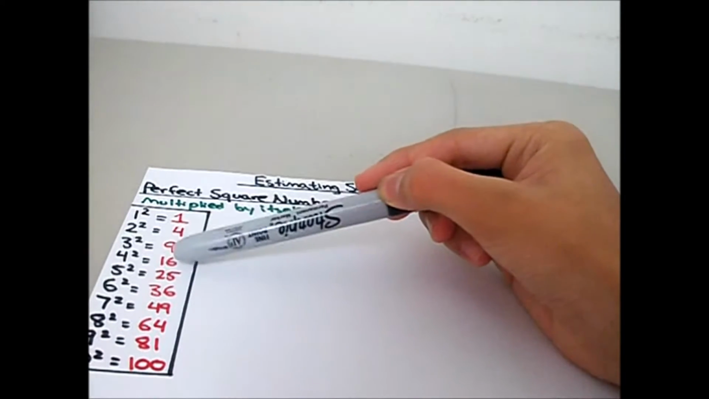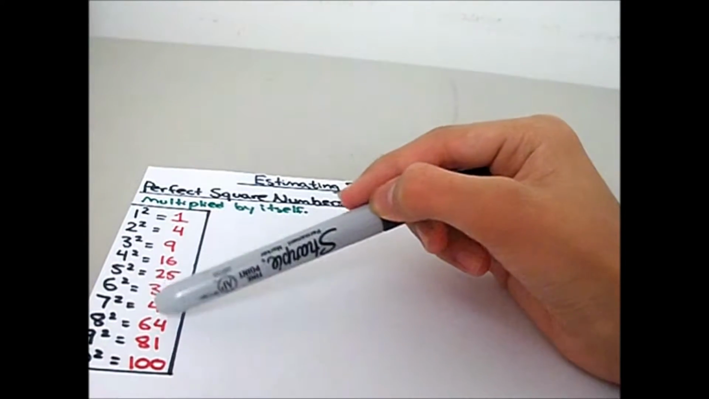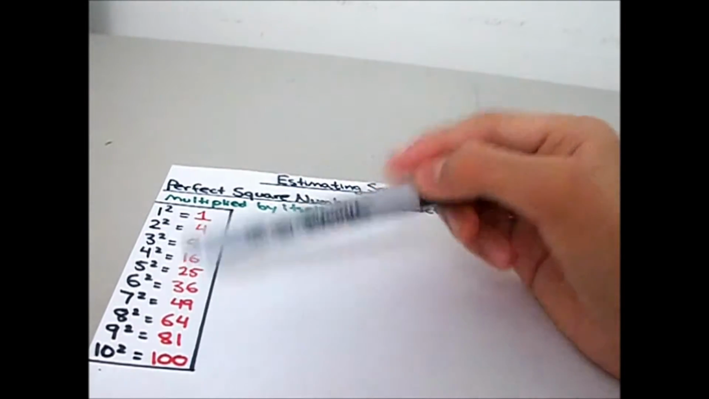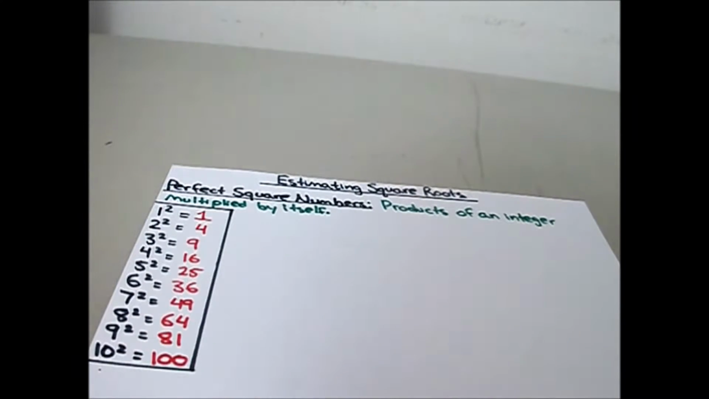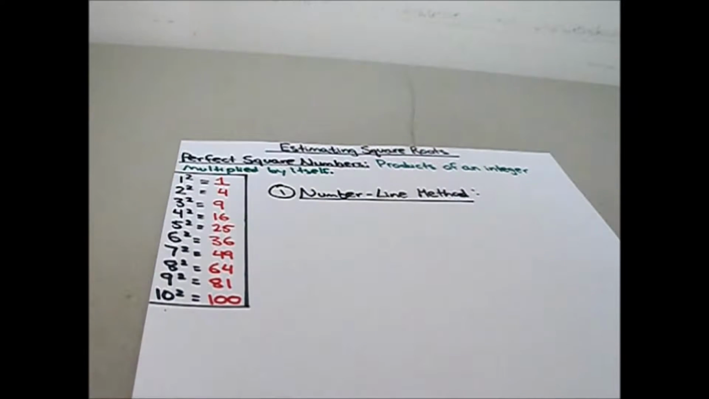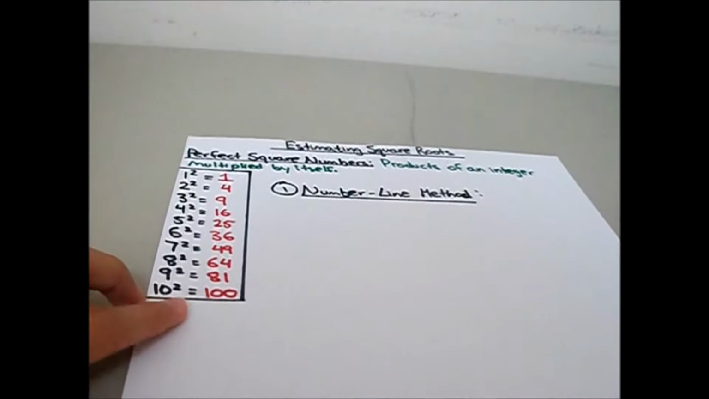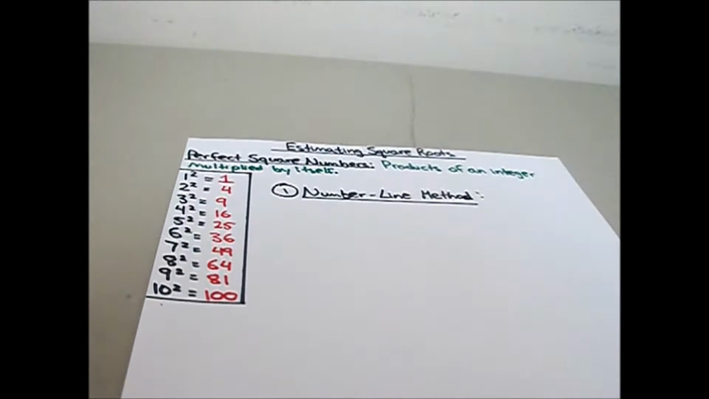1, 4, 9, 16, 25, 36, 49, 64, 81, and 100 are perfect square numbers, since when they're square rooted, an integer results. So 1 squared is equal to 1, 1 is an integer; 2 squared is equal to 4, 2 is the integer; and 3 squared is equal to 9, 3 is the integer, all the way up to 10 squared equals 100. So it's highly recommended that for this lesson, estimating square roots, these 10 numbers be memorized.